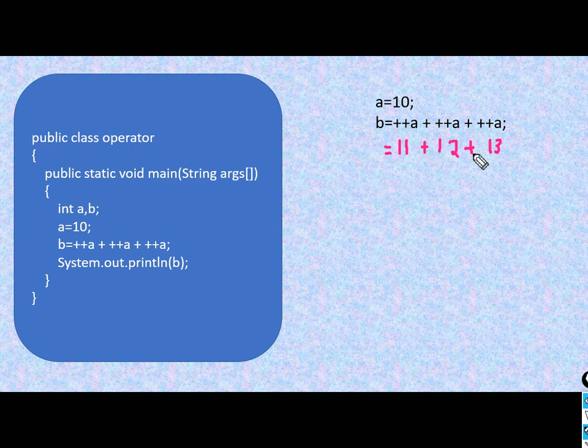So now we can see what will be the value of b. Value of b will be equal to 11 plus 12 plus 13. So this will be equal to 26. So this is how we got the output of b as equal to 26.